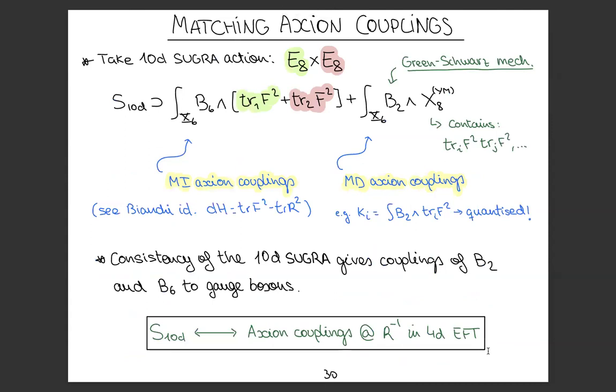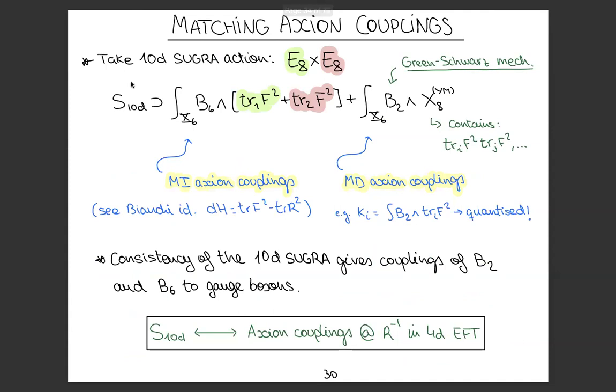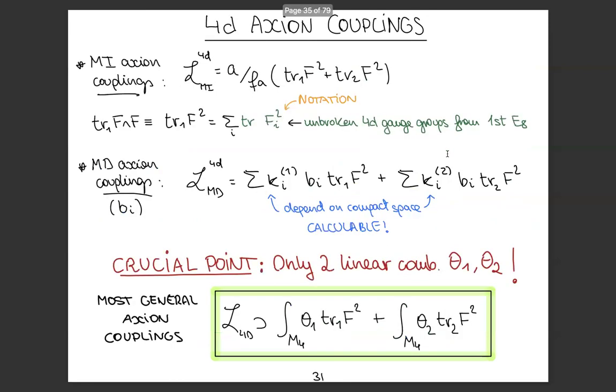Yeah, I'm running out of time, but yeah, so I will just go. So essentially, the strategy, as I said, is to take the 10D couplings, in particular, take the Green-Schwarz counterterm, and after you write the explicit form of this 8-form that you use for anomaly cancellation and you integrate over the compact space, you will get the 4D axion EFT at the compactification scale.